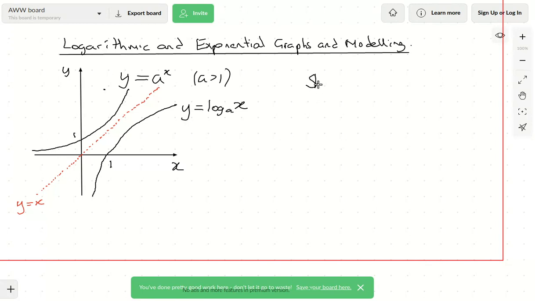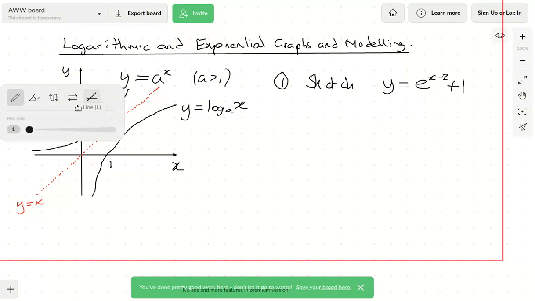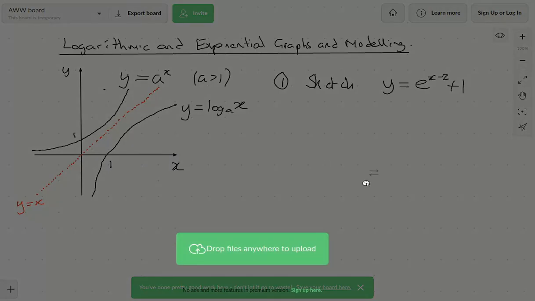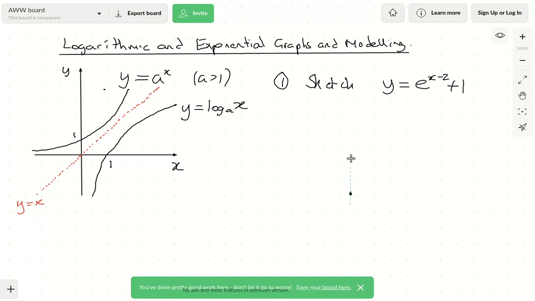Let's say you were asked to sketch, let's do a few examples. Sketch y equals e to the x minus 2 up there and then plus 1 down here. Well, it's not too difficult if you start with e to the x. Now remember, e to the x looks just like the a to the x graph over there. It's exactly the same. But this is a function transformation.